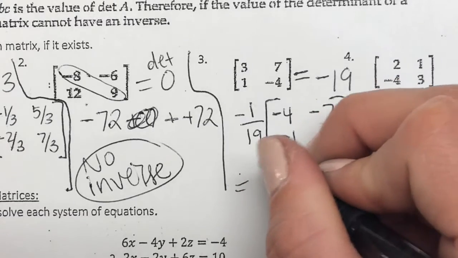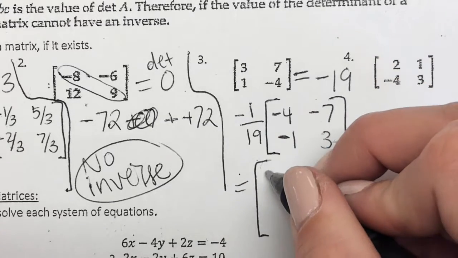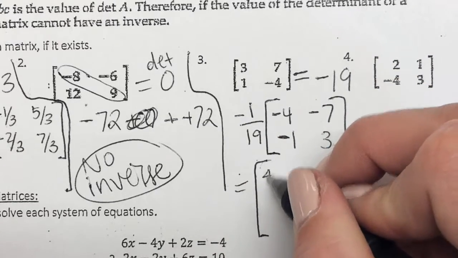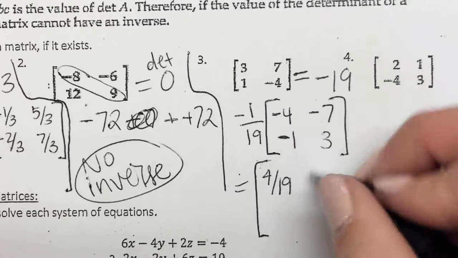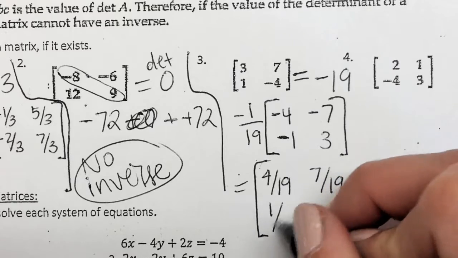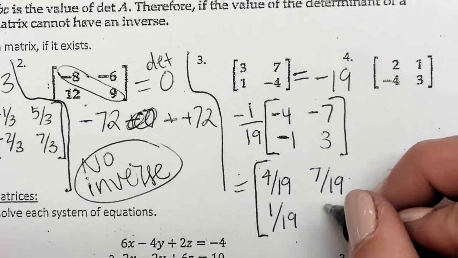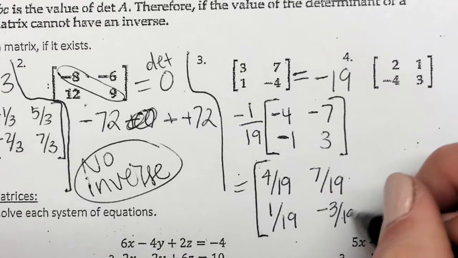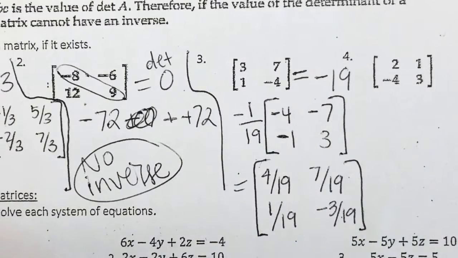So tell me the inverse. So it would be positive 4 over 19. Good. Positive 7 over 19. Mm-hmm. Positive 1 over 19. And negative 3 over 19. Very good. Questions?